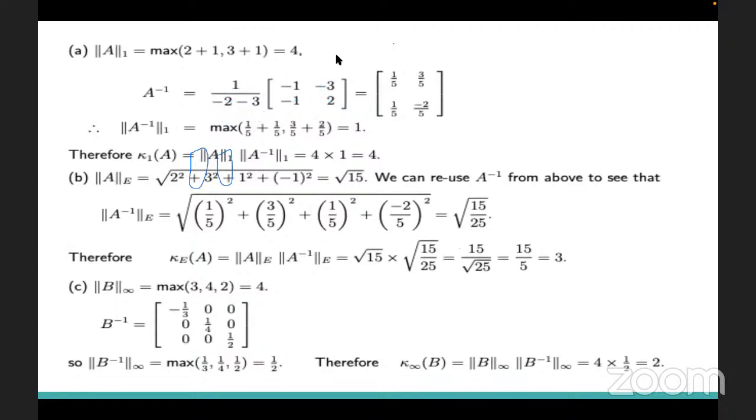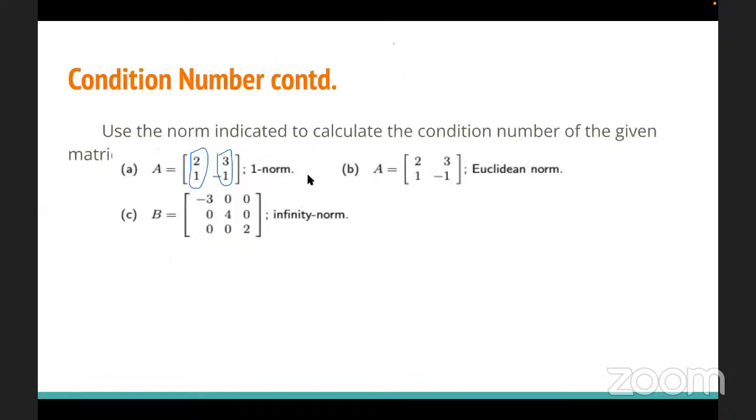Now, the next thing is we swap. This is the original matrix, 2, 2, 1, 3, minus 1. Now we swap.